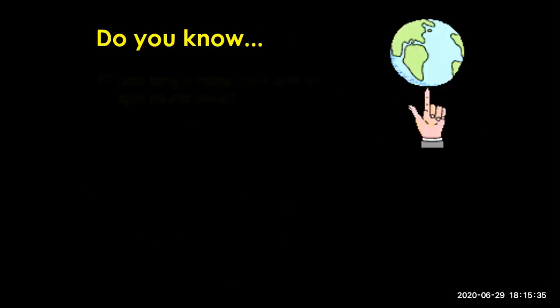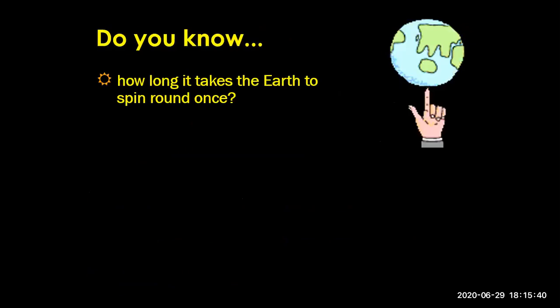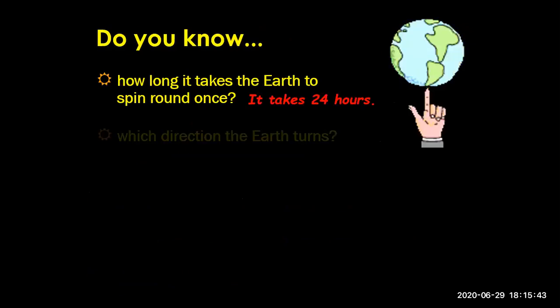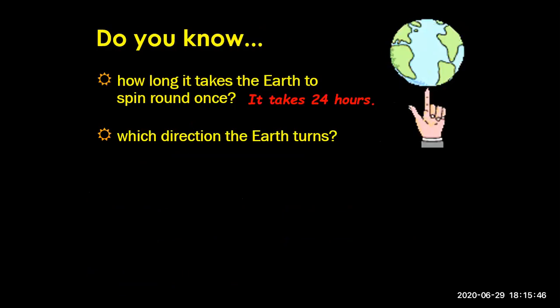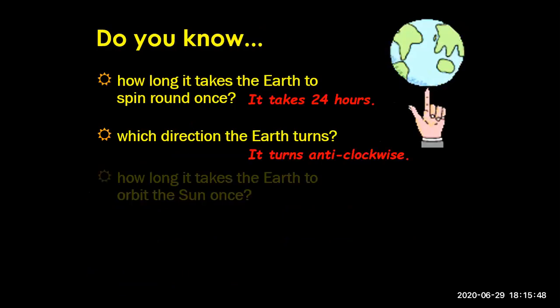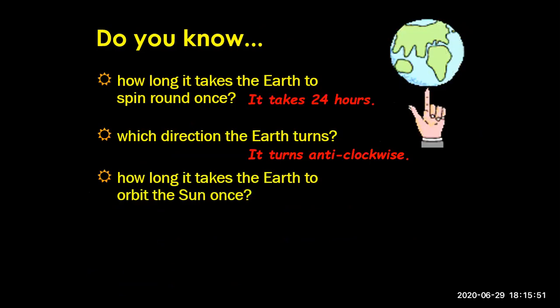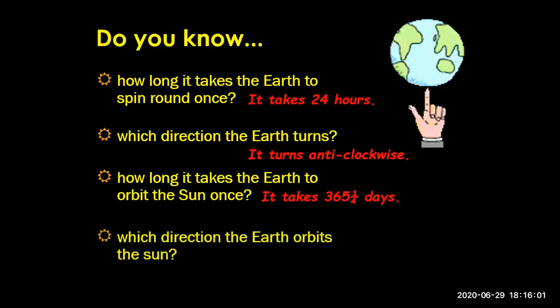Do you know how long it takes the Earth to spin round once? It takes 24 hours. Which direction does the Earth turn? It turns anti-clockwise. How long does it take the Earth to orbit the Sun once? It takes 365 and a quarter days. Which direction does the Earth orbit the Sun? It turns anti-clockwise.